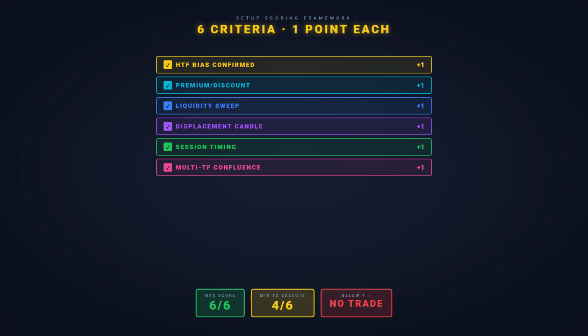You are taking a trade where 3 of the 6 conditions that define your edge are absent. That is not the same system. Assumptions do not have edge. Confirmed criteria do. A score of 6 means every condition that supports institutional participation in your direction is present and verified. A score of 4 means the majority are confirmed with 1 or 2 conditions missing. Still executable, still within the bounds of the system. Below 4, stand down. On this chart right now, let's score it together.